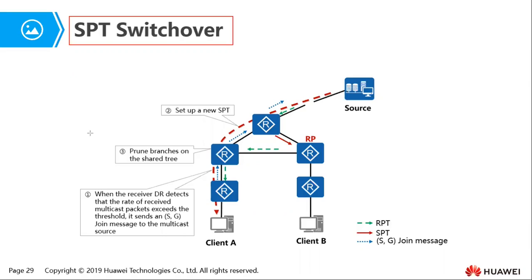Now, in a PIM-SM, the receiver DR normally checks the rate of multicast data packets that are sent from the RP. So it checks, and if that particular multicast packet that is being sent from the RP exceeds the threshold, which is the maximum amount of delay that is allowed on the network, then it triggers an SPT switchover.